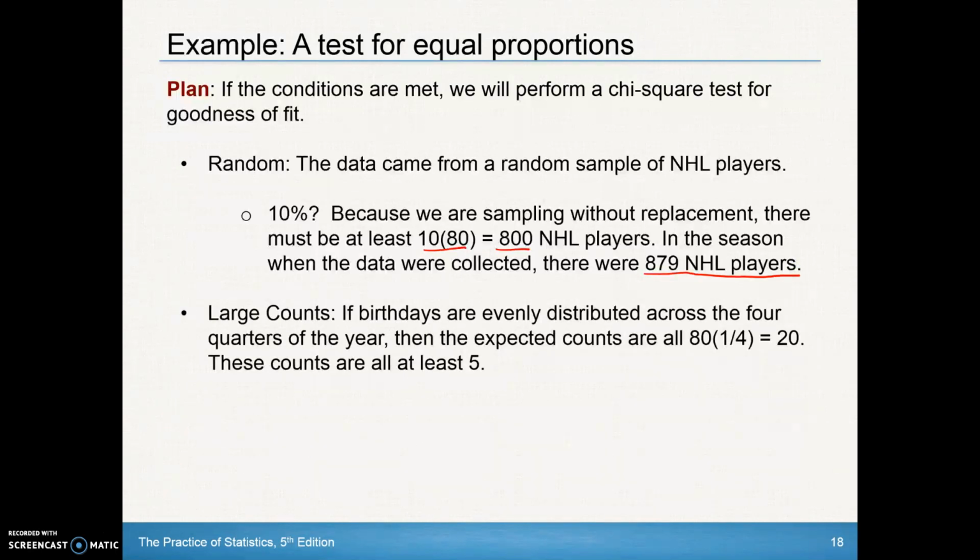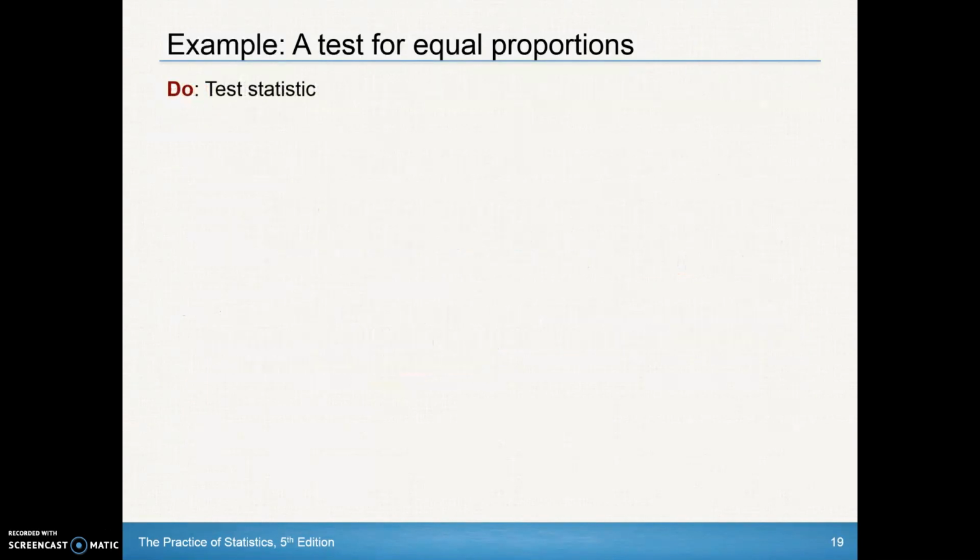Large counts, so again we're finding the expected counts. So expected counts are, if you take our sample size here, that's 80, and then each of those should have been equally distributed among the 4 quarters, so I should be getting 20 in each of those different quarters of the year, from January to March, April to June, etc. And those are all at least 5. So we've satisfied the conditions in the second box for inference.